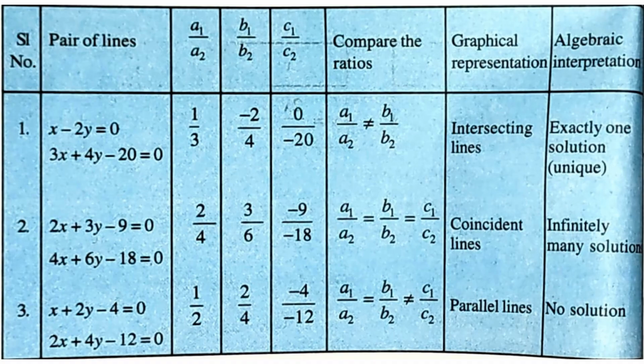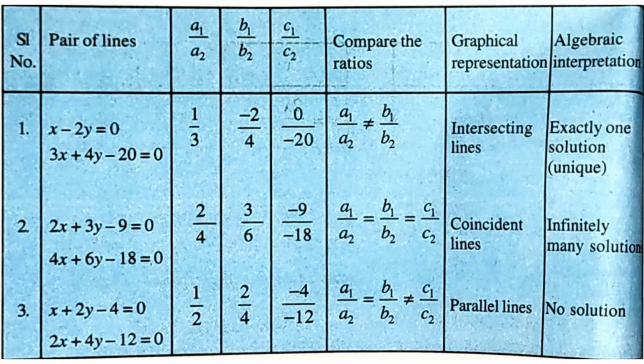Let us see the graphical and algebraic interpretation of any pair of linear equations. This is very important. In the first case, the example given is x - 2y = 0 and 3x + 4y - 20 = 0. Now in each of the cases we will compare a1/a2, b1/b2 and c1/c2. So a1/a2 is 1/3, b1/b2 is -2/4 or -1/2, and c1/c2 is 0/-20.